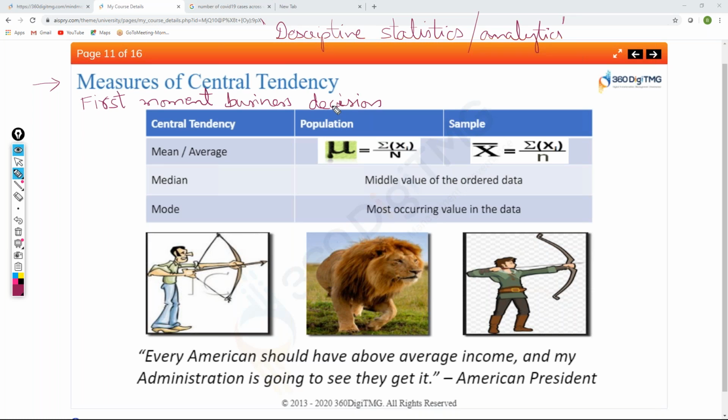This is also called as what? First moment business decision. Why is it called as first moment business decision? Okay, let me take an example of some retail store which is famous across. Let me say 7-Eleven.